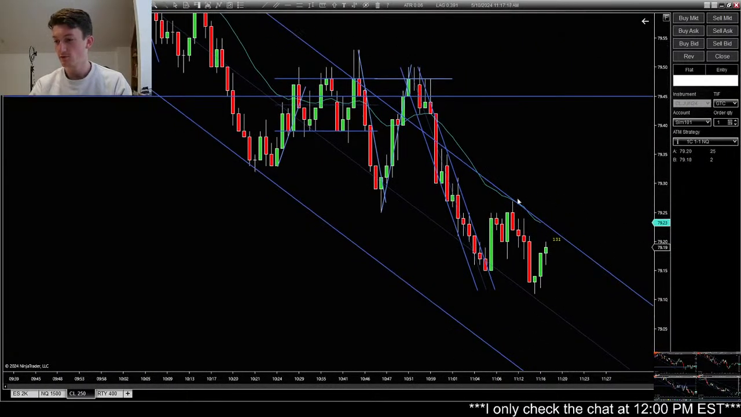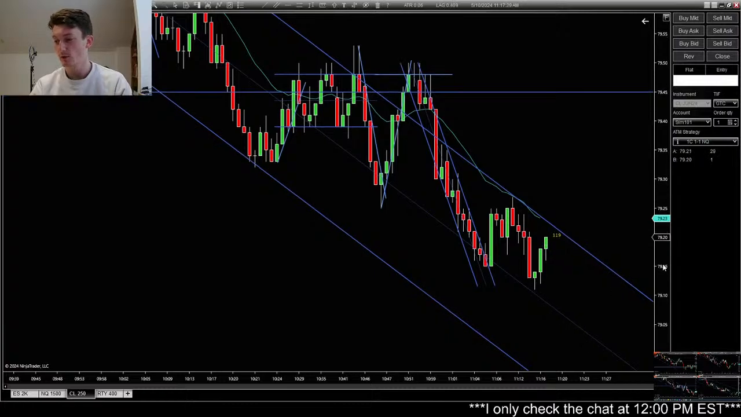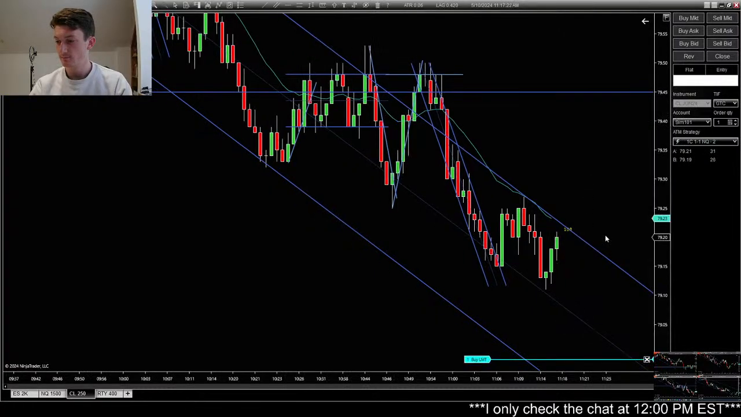Okay, strong push above the EMA. That's what I'm looking for. Again, order submitted. Pretty strong push so far. Let's see if it gets continuation.